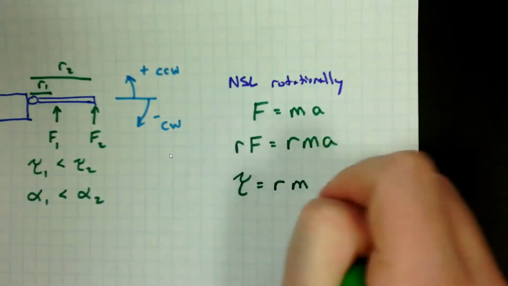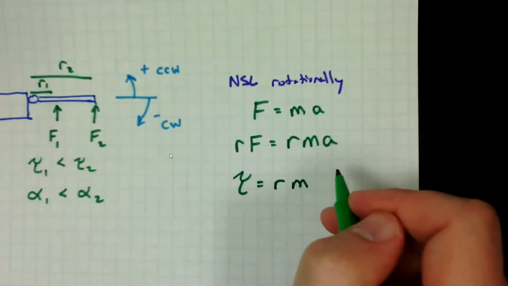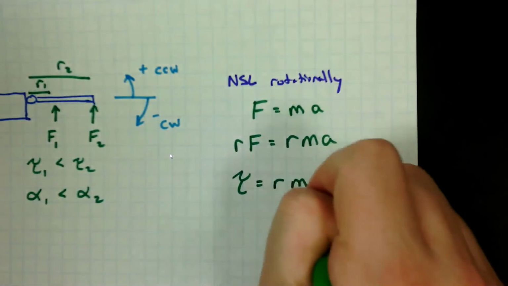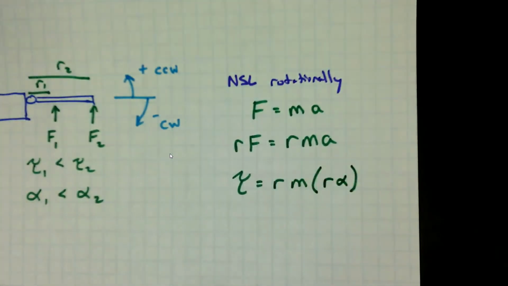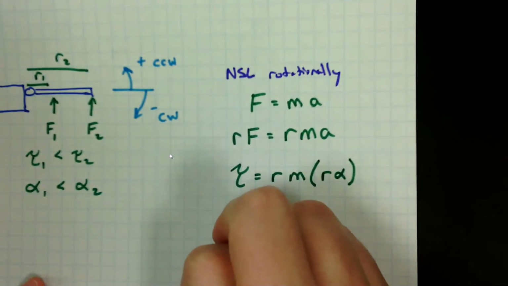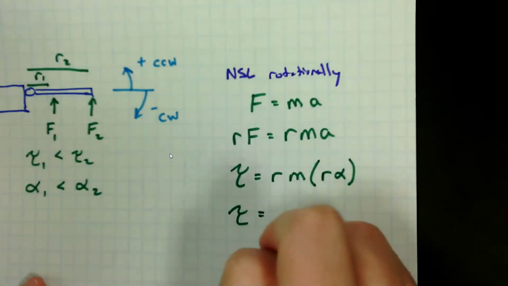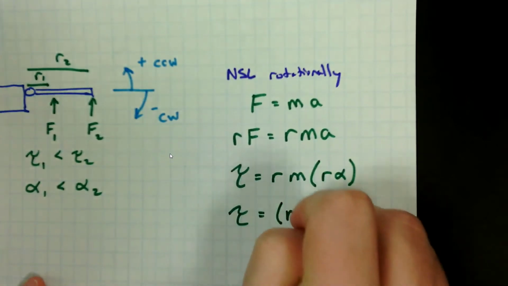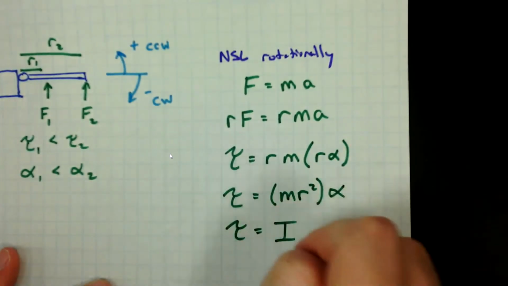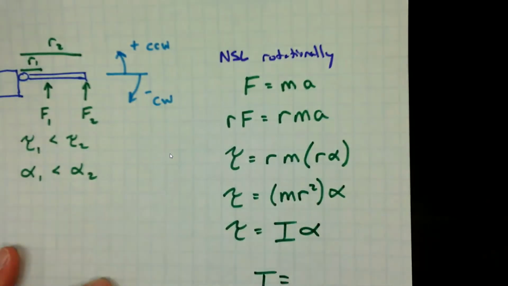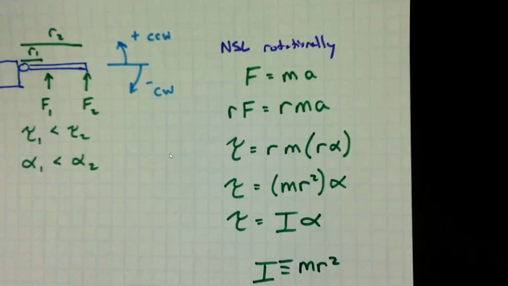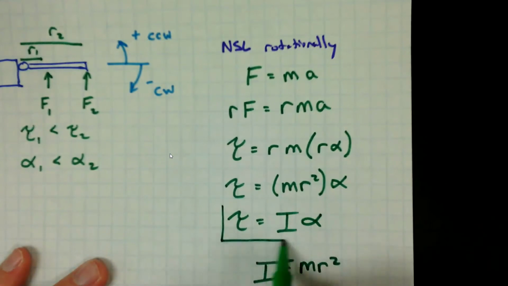And then we're going to say a. If you go back to your equation sheet, at least if I'm talking about tangential acceleration, a is equal to R times alpha. So if I simplify this, torque is equal to mr squared times alpha. In other words, torque equals iota alpha if we define iota as mr squared. So these are actually two equations we're going to use.